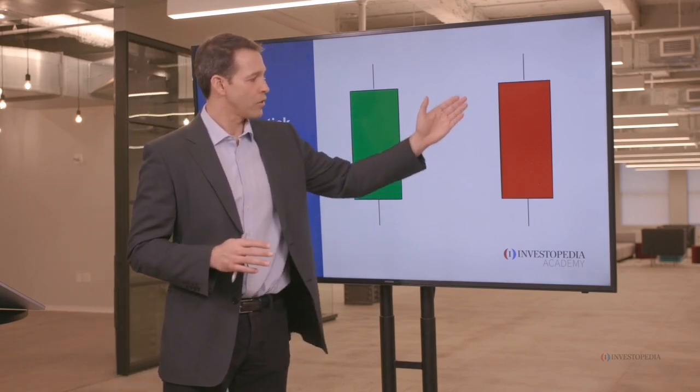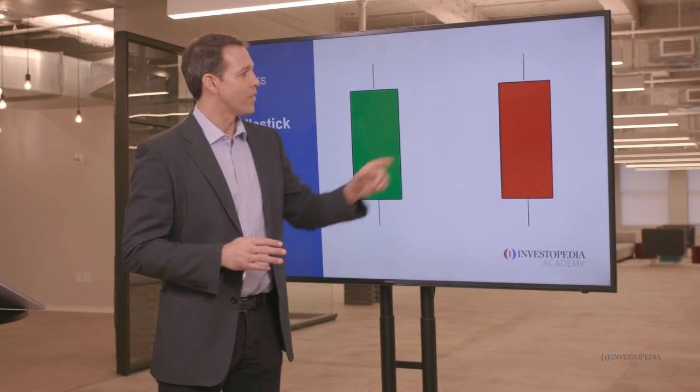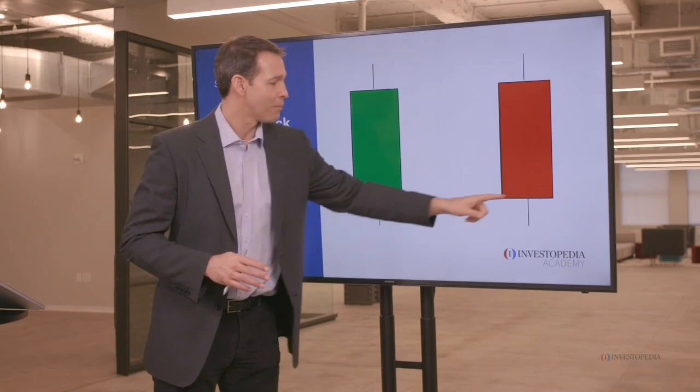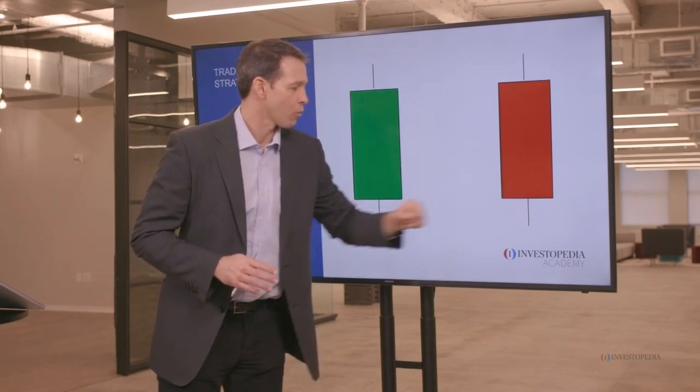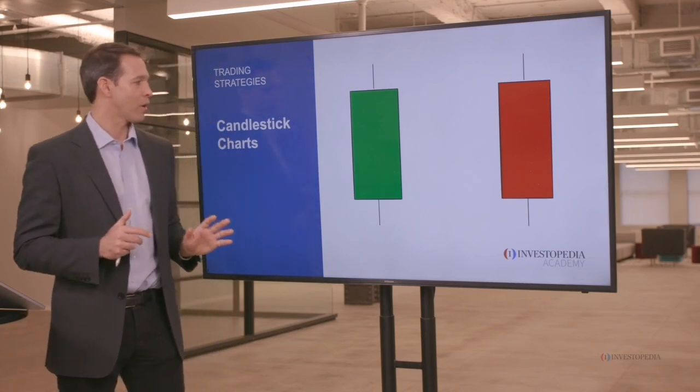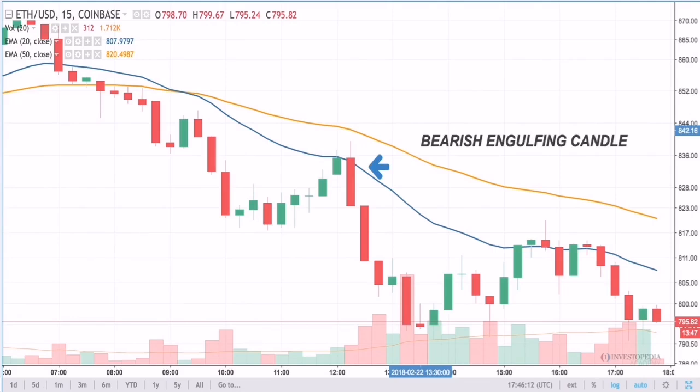Now, red candles mean price moved down. The top left of the bar will represent the opening price, and the bottom right corner will represent the closing price. So those are a couple key things to keep in mind when it comes to price charts. Now, let me go into a couple examples of price charts.